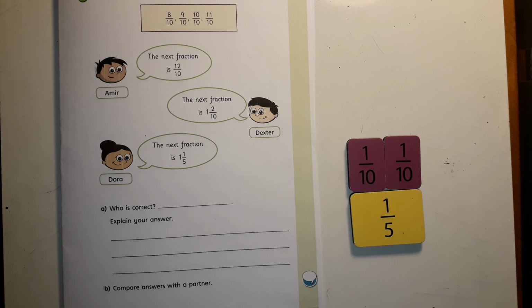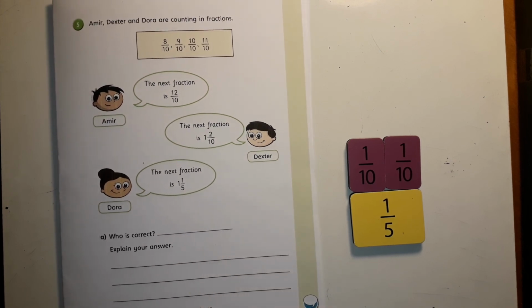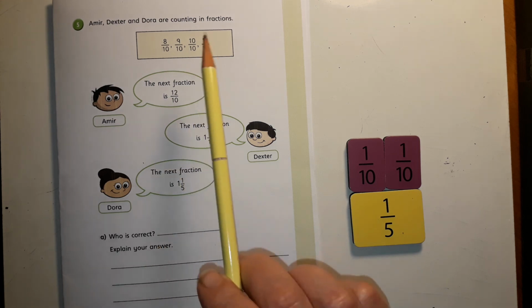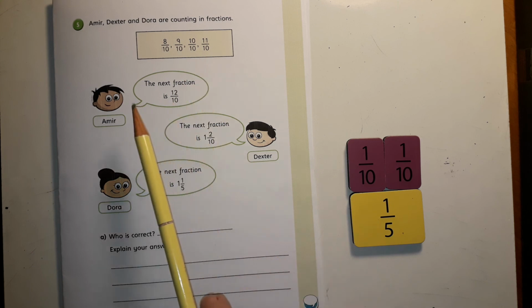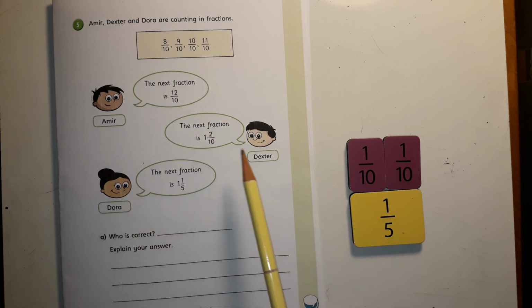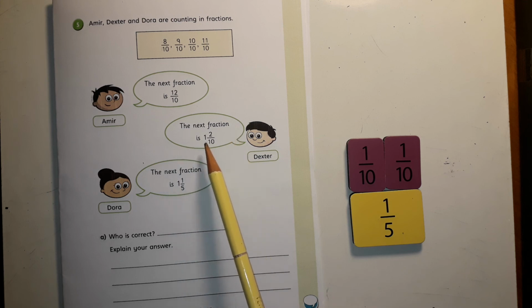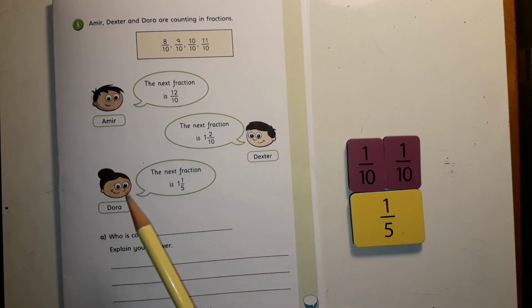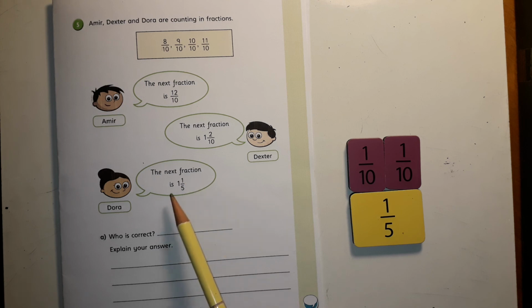Okay, and last question is number 5. Amir, Dexter and Dora counting in fractions, 8/10, 9/10, 10/10, 11/10. Amir says the next fraction is 12/10. Dexter says the next fraction is 1 2/10. And Dora says the next fraction is 1 1/5. Okay, who is correct?